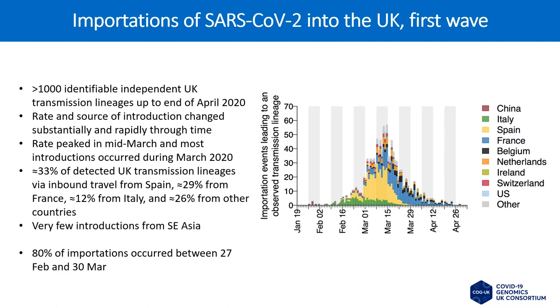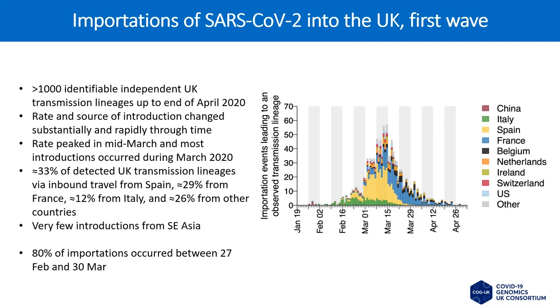Now, at the time, we were particularly worried about the introduction of SARS-CoV-2 from China, but what you'll see from the graph, the China isolates are in brown, there was a small signal at the very beginning of the pandemic in the UK, but actually, over time, the rate and source of introduction changed substantially and rapidly throughout time. So the rate peaked in mid-March, and most introductions occurred during March, and actually, a third of those were from inbound travel from Spain, around a third from France and 12% from Italy.